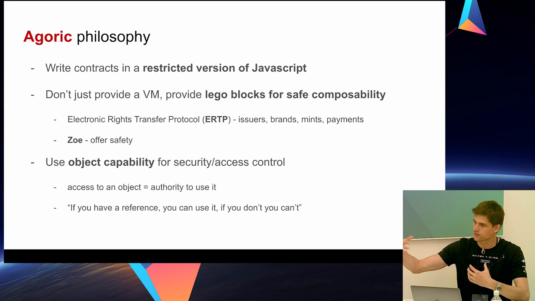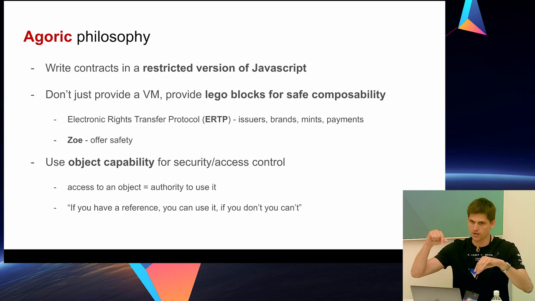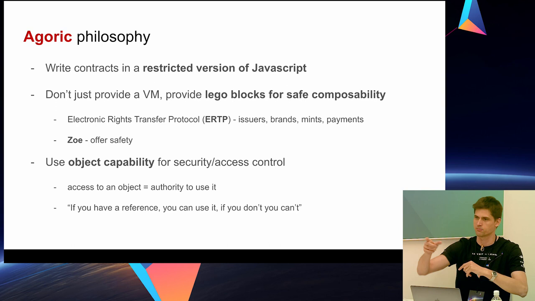And that's important. In Ethereum, you'll see all these function calls asking: is the message sender the creator of the contract? No. Is it the person who is in the governance list over here? Yes. So you have to do a lot of access control inside all of the functions. Here, what you do is you take this reference and you give it to person A, to person B, and that's it.